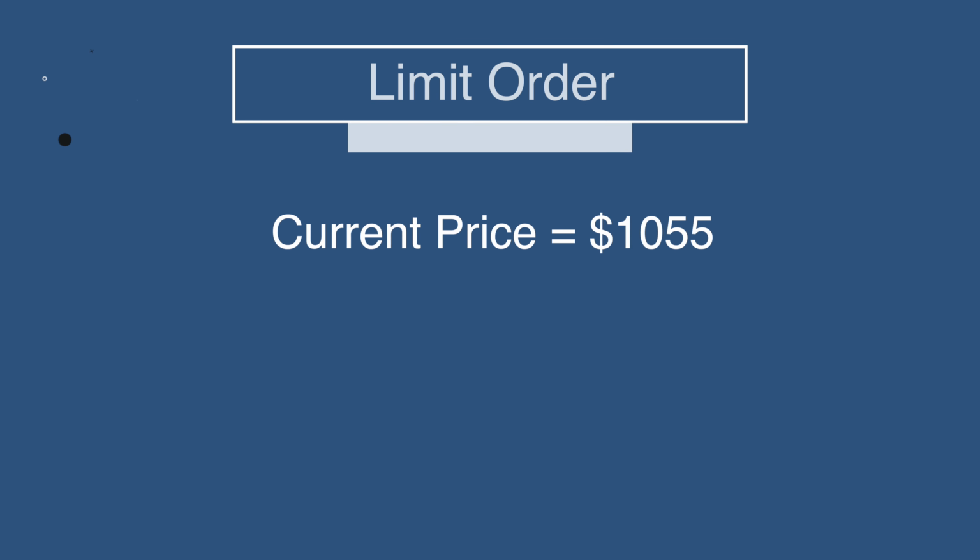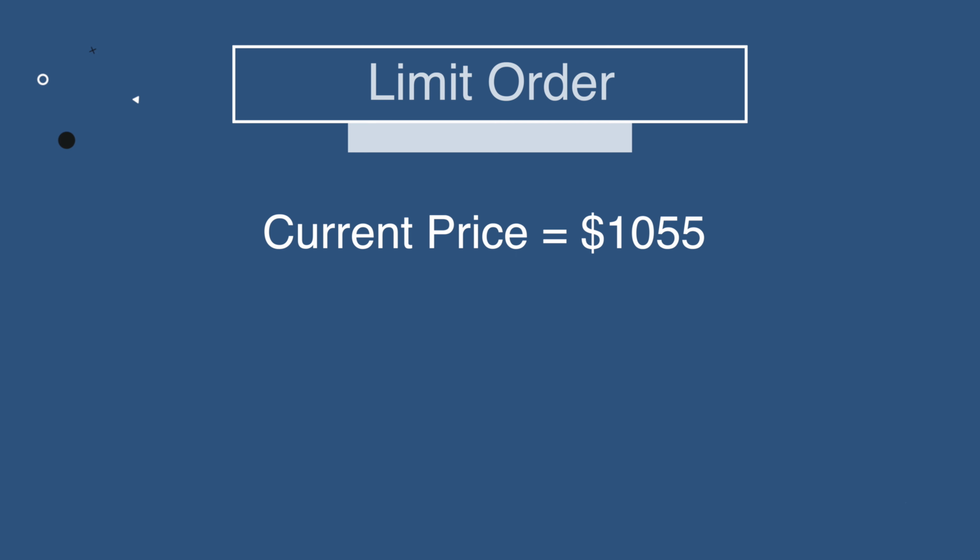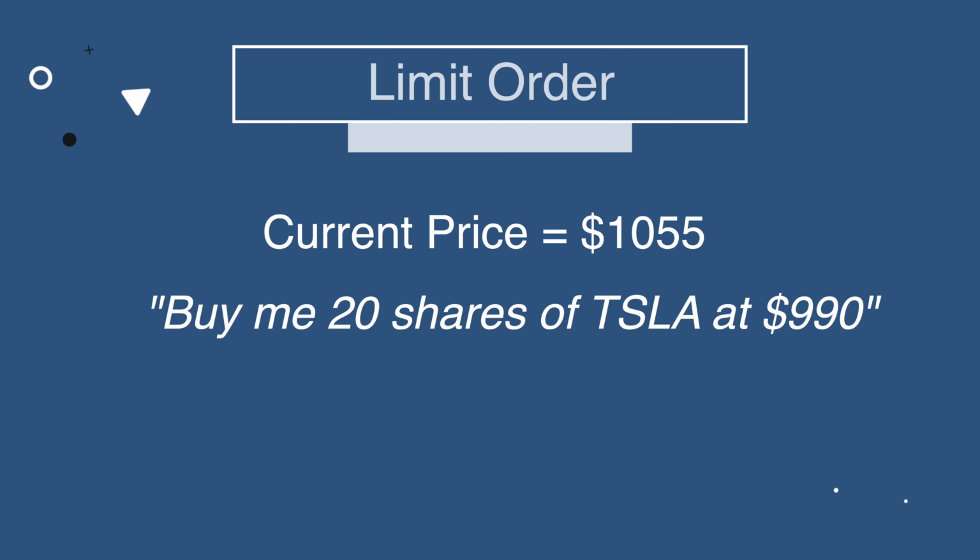Limit order. Let's say Tesla is currently trading at $1,055. You can define a limit order. That would sound like buy my 20 shares of Tesla at $990. What that means is that once you submit the order, your broker will keep that request and execute your order when the price touches the intended level. In this case, it may happen that the price continues to go up and your order may not get filled that day or even for many days.